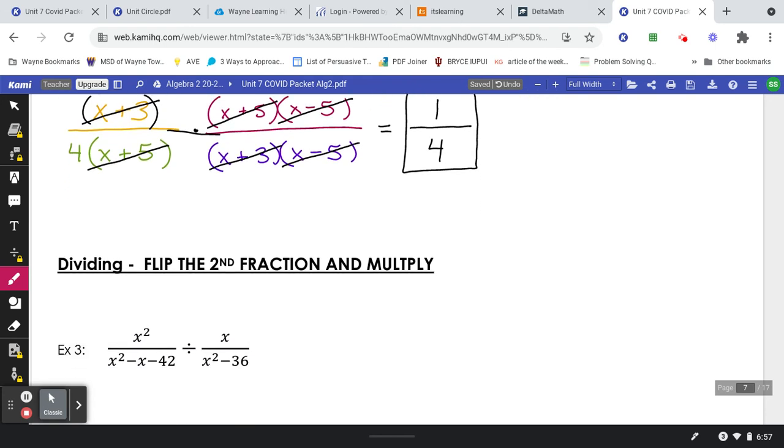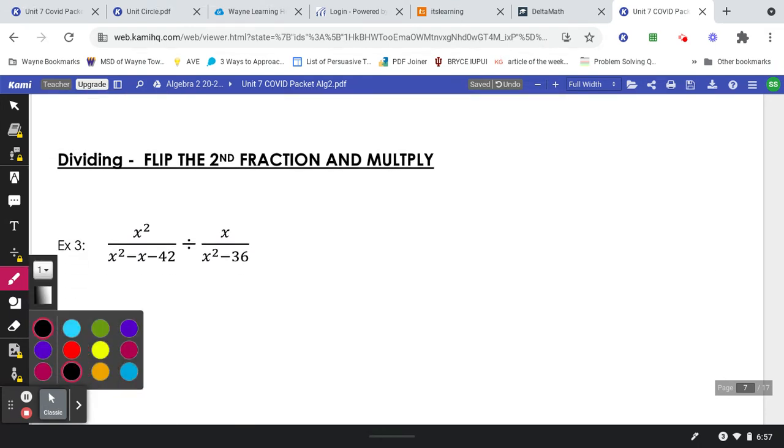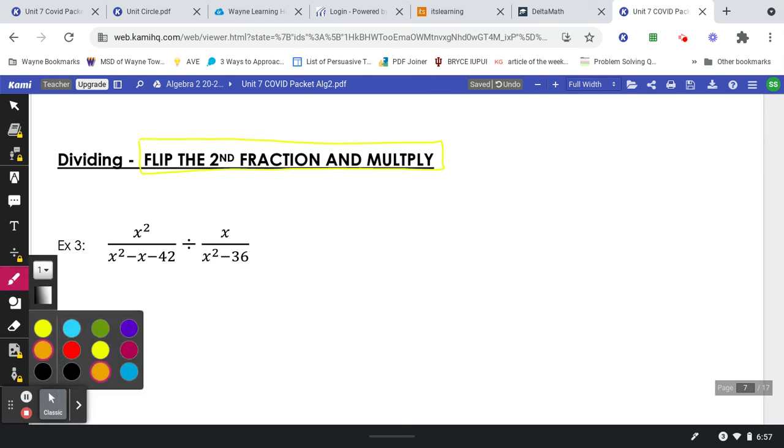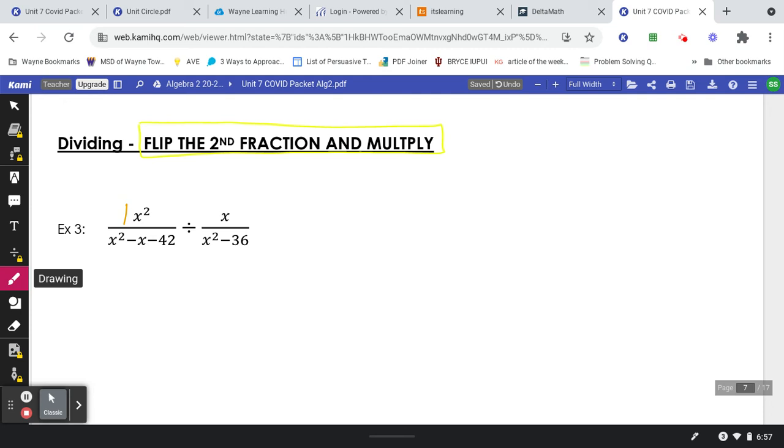Those two were multiplication. The next one we're going to do is division. Notice that we have a little bit of a change here. Anytime we're working with dividing fractions, you want to flip the second fraction and multiply. So we'll go ahead and do that as we write it. I'll start first just with the x squared. Not sure I can do anything with that right now, so I'll just leave it as x squared.